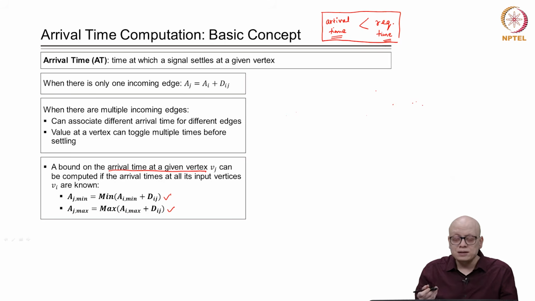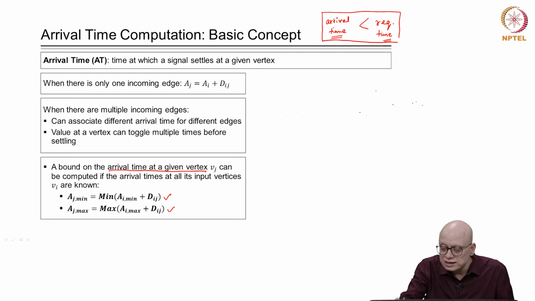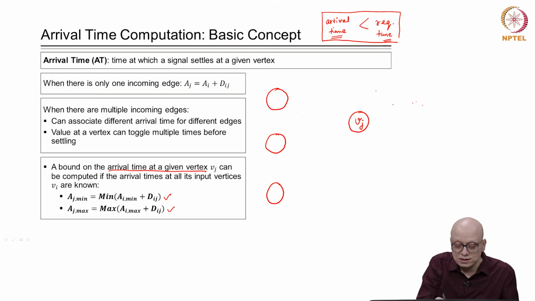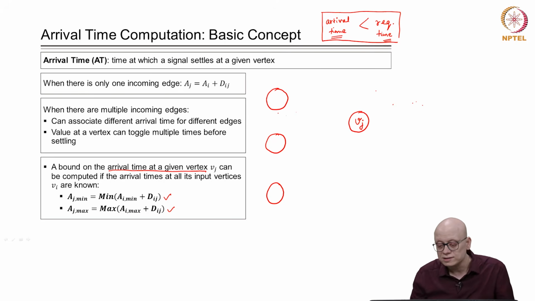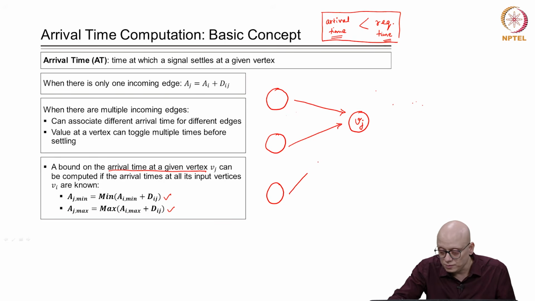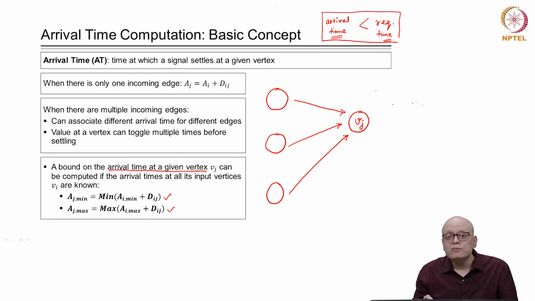Let us understand what this formula means. Suppose there is a vertex Vj, and there are say 3 vertices, we call them Vi's. So, there are 3 Vi's in this case, and there are edges between them. At each vertex we keep a bound on the arrival time. Let us call these vertices vertex 1, 2 and vertex 3.